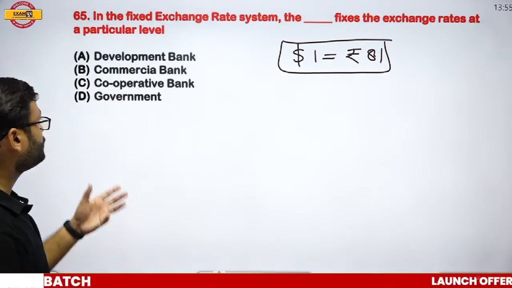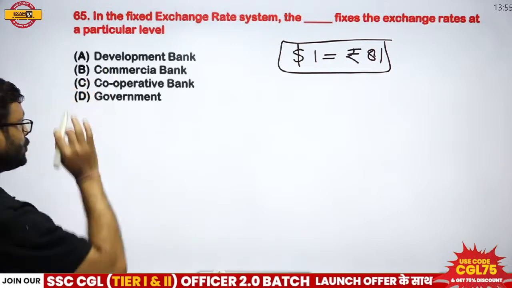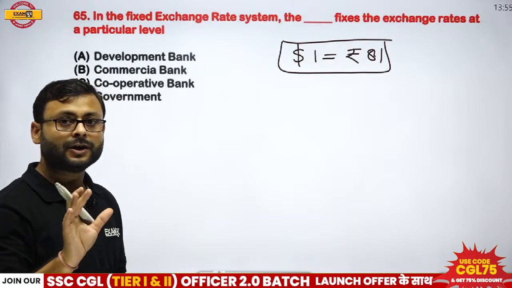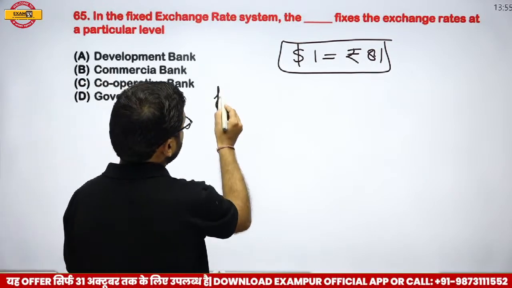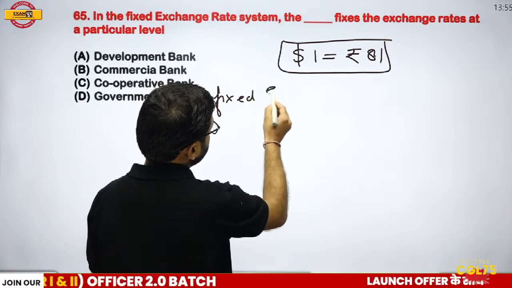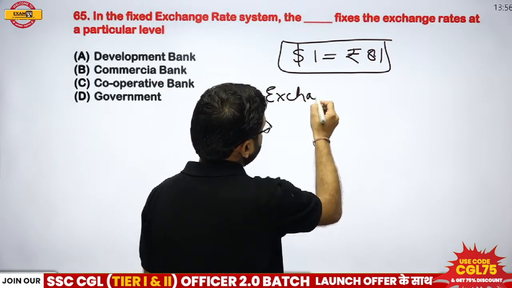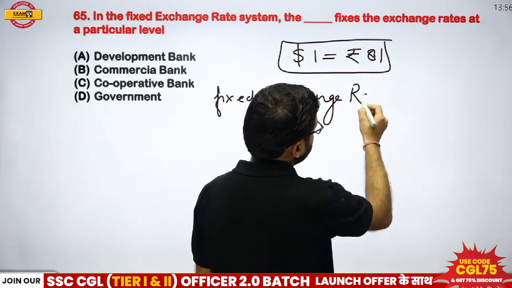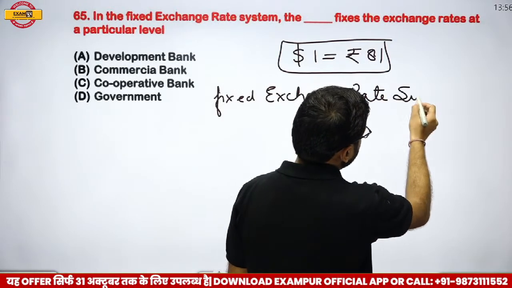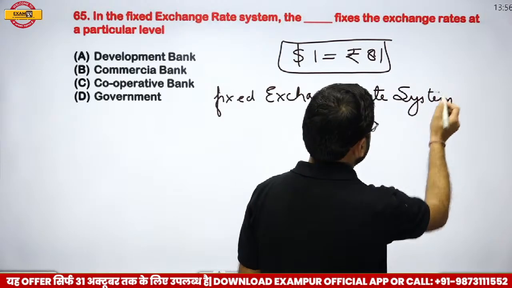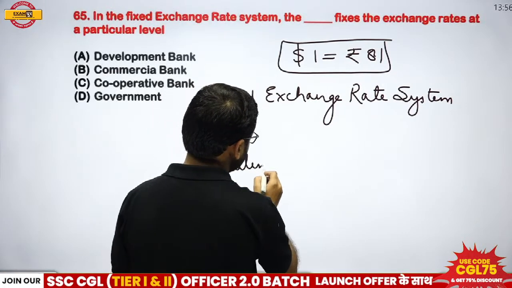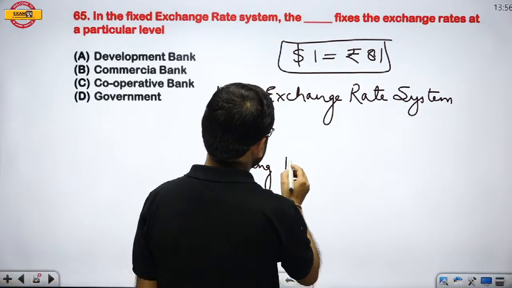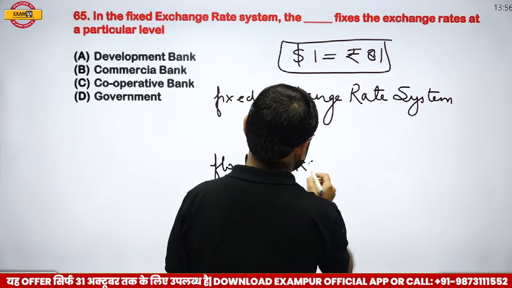Now let's come to the question. There are two types of exchange rate systems in India, or in the world. One is the fixed exchange rate system, and the other is the floating exchange rate system. So there are two types of exchange rate system: floating and fixed.